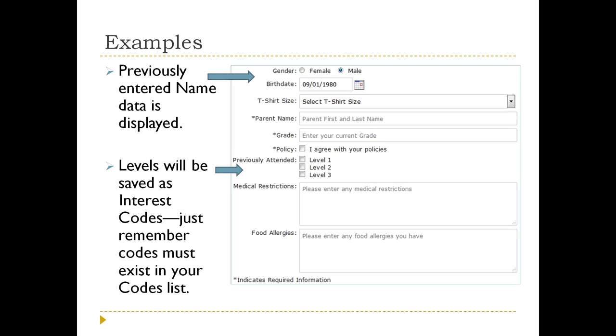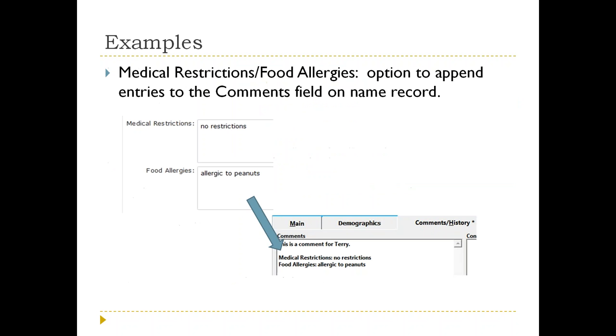And then the last ones are those two, medical restrictions and food allergies. Those are special fields that you fill out, and they're more like essay-type things. I put no restrictions and allergic to peanuts, but I could write a whole paragraph if I needed to. When they submit, down here on my name record, in my comments history tab, my comments field, it'll show the label and then show what I put into those fields. You can do multiple options for that, and it just appends the data to that comments tab.